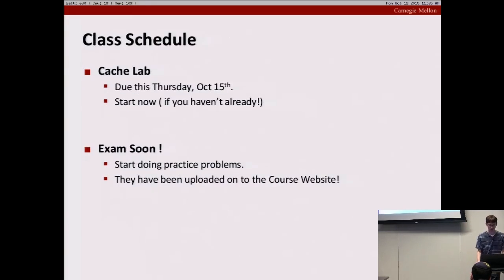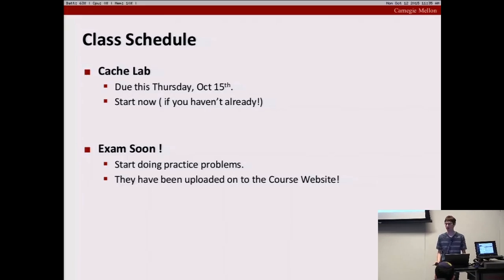Cache lab is due Thursday, so hopefully you have at least started it, looked at it. If not, you should start it now because it is due very soon. And also we have an exam coming up. After cache lab, you will not have another homework, another lab due until after your exam. But you should start studying for the exam as soon as possible.